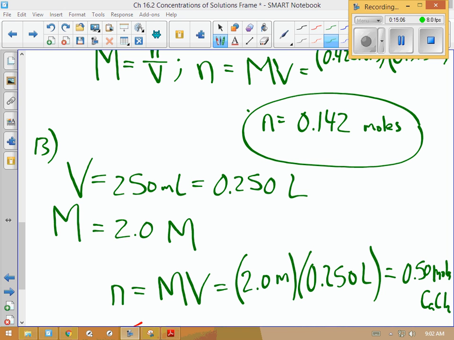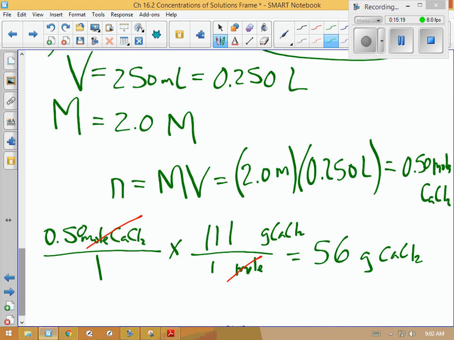As a review of 13, they gave us volume in milliliters. We convert it to liters. They gave us molarity. We do our calculation where we multiply molarity times volume to get moles, but we're not done because they asked for grams of calcium chloride. So we use the molar mass right here, just 111. And we get to two significant figures, 56 grams of calcium chloride for number 13.